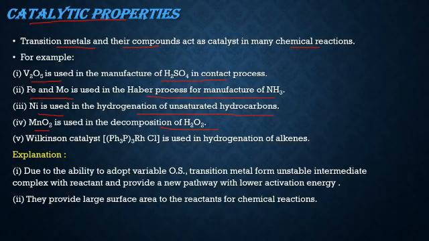Similarly, Wilkinson catalyst, that is [(PPh3)3RhCl], is a complex of rhodium. It is used in the hydrogenation of alkenes. Now, the reasons why they show catalytic property are: first, the ability to adopt variable oxidation states. Transition metals form unstable intermediate complexes with reactants and provide a new pathway with lower activation energy.